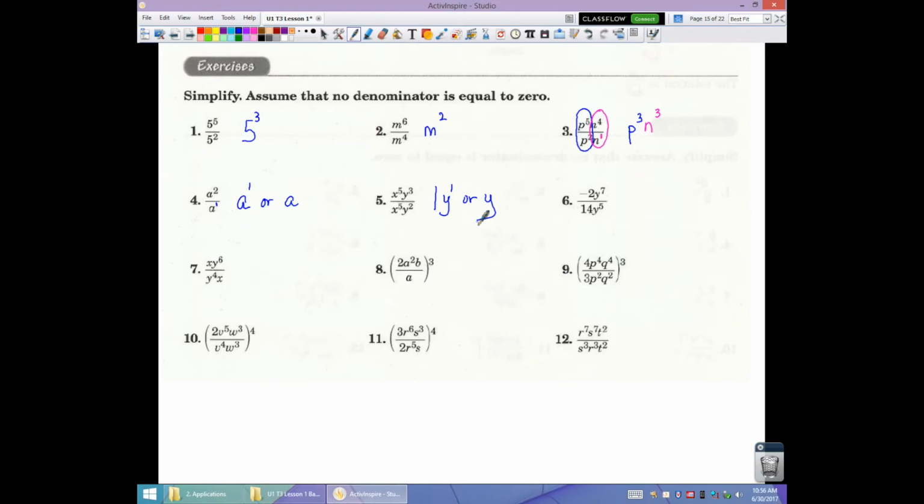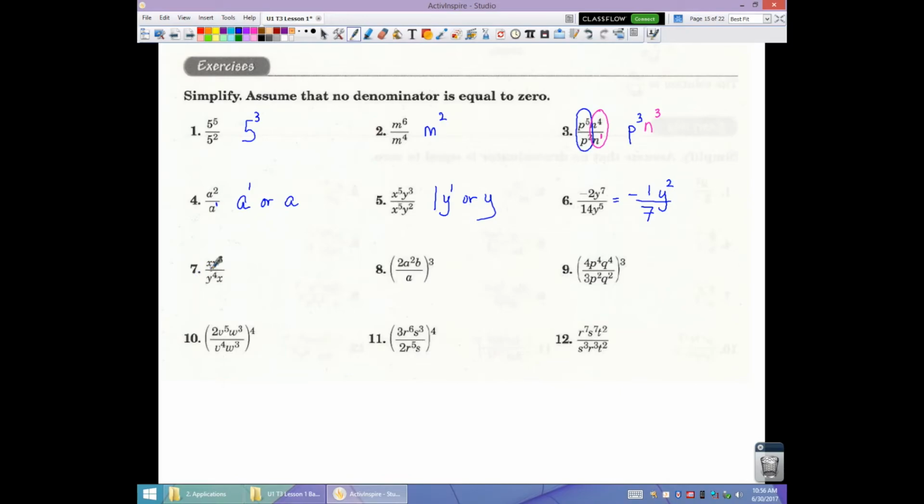Number 6. Now, these coefficients in front of the numerator and denominator have nothing to do with your exponent rules. That is simply a fraction that needs to be simplified. So -2 over 14 will simplify to -1/7. And then separately, we'll consider our quotient of powers. y to the 7th over y to the 5th, when we subtract, gives us y to the 2nd.